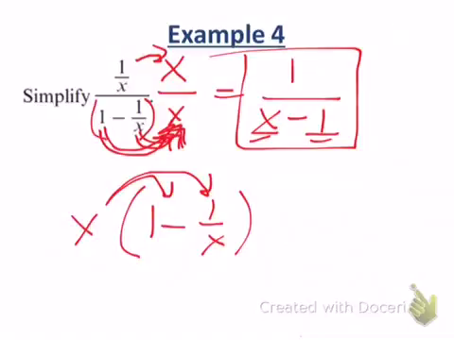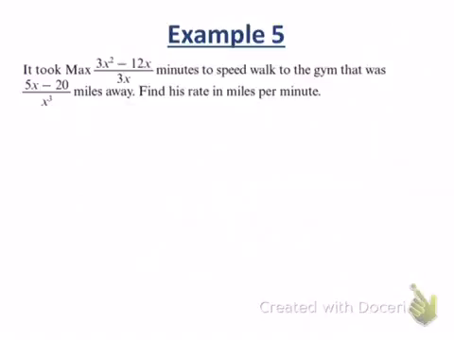Good? All right, last example. It took Max (3x squared minus 12x) over 3x minutes to speed walk to the gym that was (5x minus 20) over x cubed miles away. Find his rate in miles per minute.